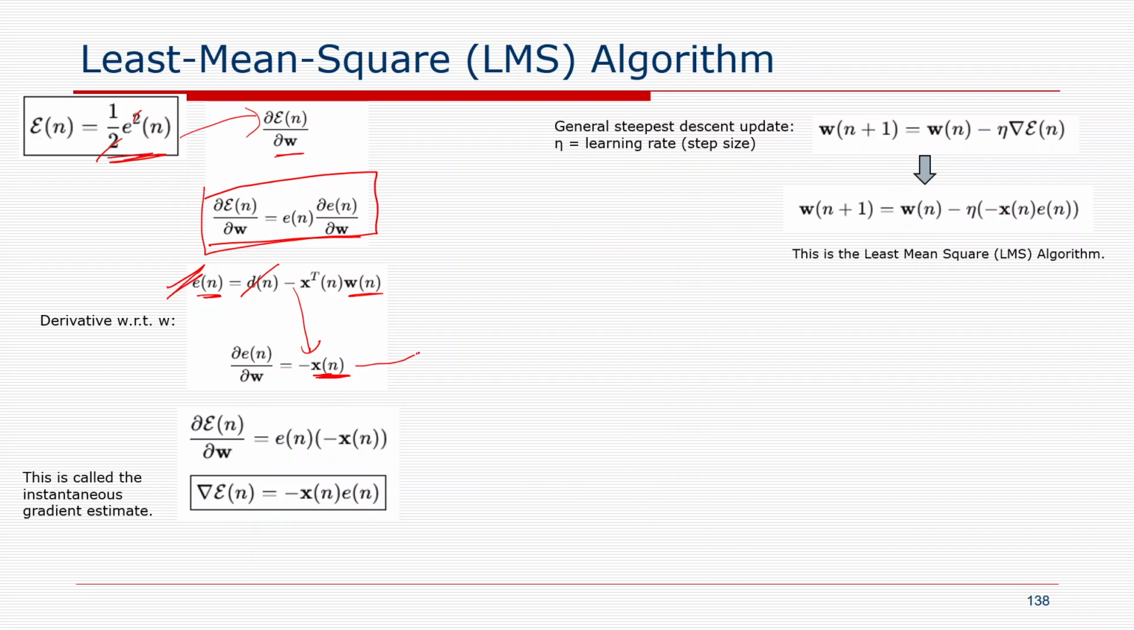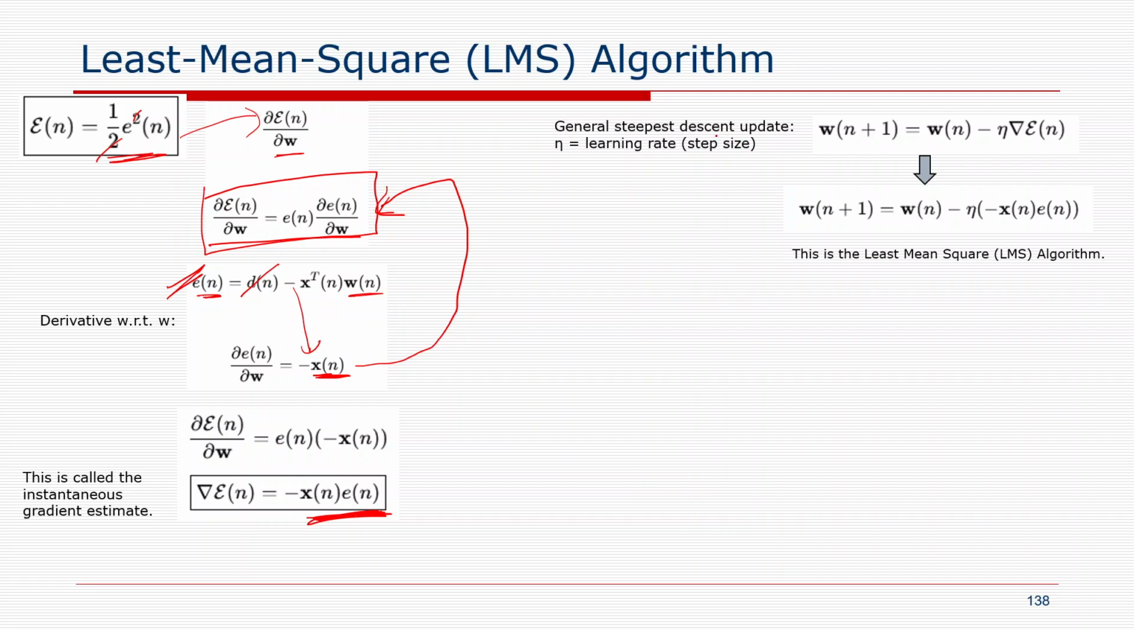Now this term that we got, we will substitute back in this one, that is for the capital E. When we substitute, we are going to get for the capital E of n, minus x of n and then the e of n. This is the term that we got finally.